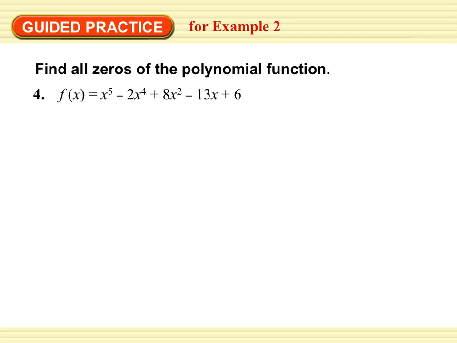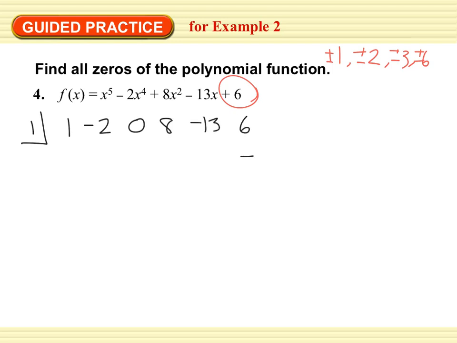Okay, last one, find all the zeros of the polynomial function. I'm at a 6, so plus or minus 1, plus or minus 2, 3, and 6. All right, let's try it. I'm just going to pick one to try. Coefficients are 5th power, 4th power, 3rd power is missing, 2nd power, 1st power, constant. Multiply, add, multiply, add, multiply, add, multiply, add. Cool. That's the 1st power.